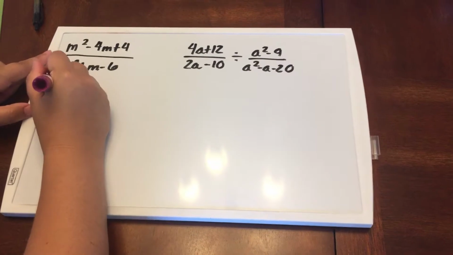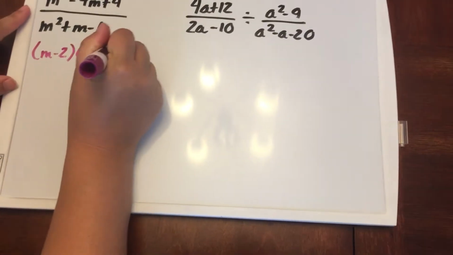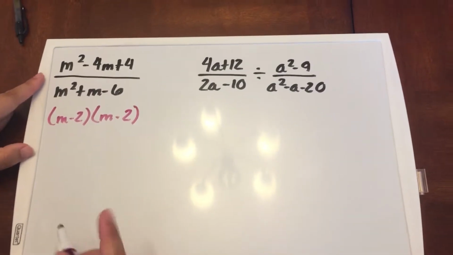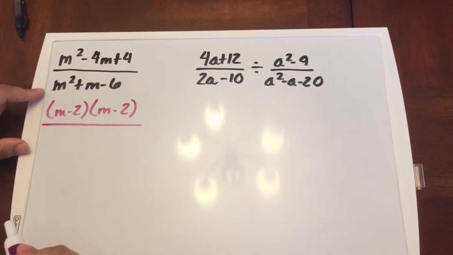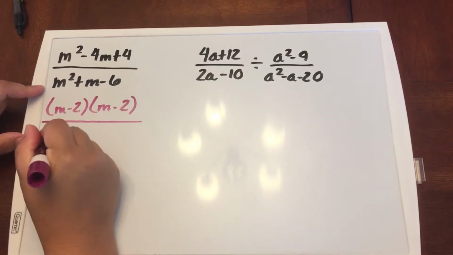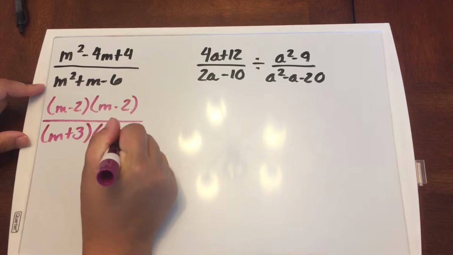The top factors as m minus 2 times m minus 2. You could write that as m minus 2 squared, but I think it may be easier if you have 2 of them in the numerator. Then I'm going to factor m squared plus m minus 6. Remember, in all your factoring rules, that factors as m plus 3 and m minus 2.